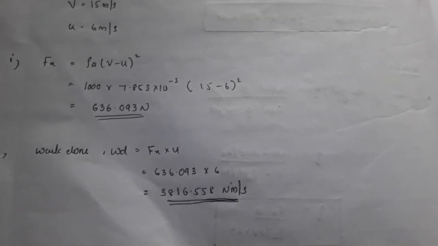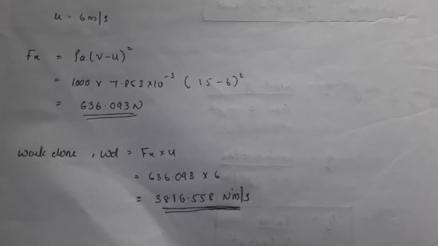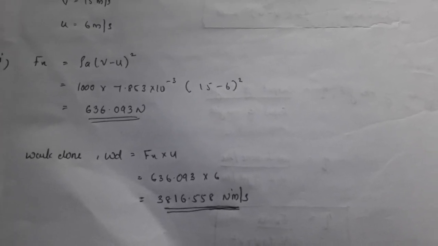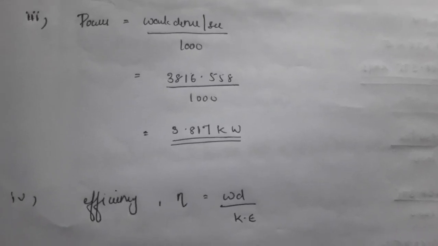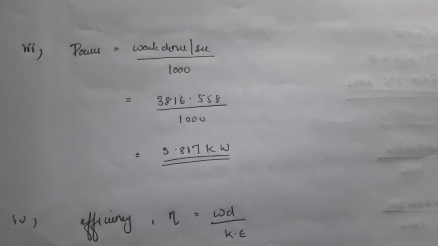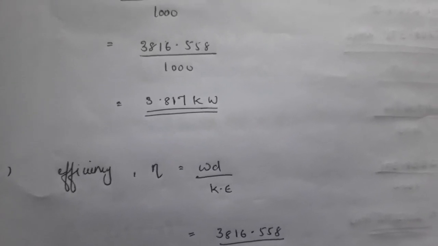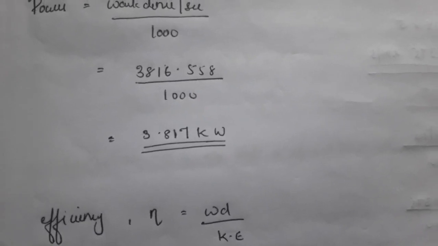Second question is work done by the jet on the plate per second. We know work done is equal to Fx into U. So we write 636.093 into U, the value, and we get 3816.558. The third question is power of the jet. The formula for power is work done per second by 1000, which is 3816.558 by 1000. So we get it as 3.817 kilowatt.